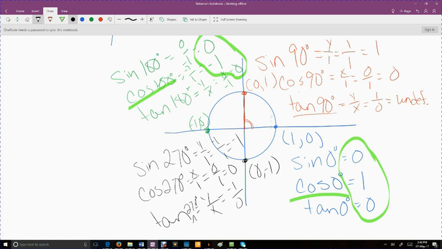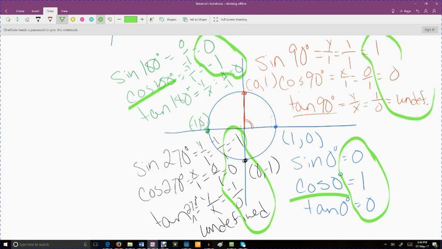And so now this is undefined. Hopefully you can see that this has some similarities to 90. We have the -1 and the +1, the 0 for cosine and undefined for tangent. So we've got these kind of opposites where the numbers are the same. It's just our sine and our cosine are switching their signs from positive to negative.